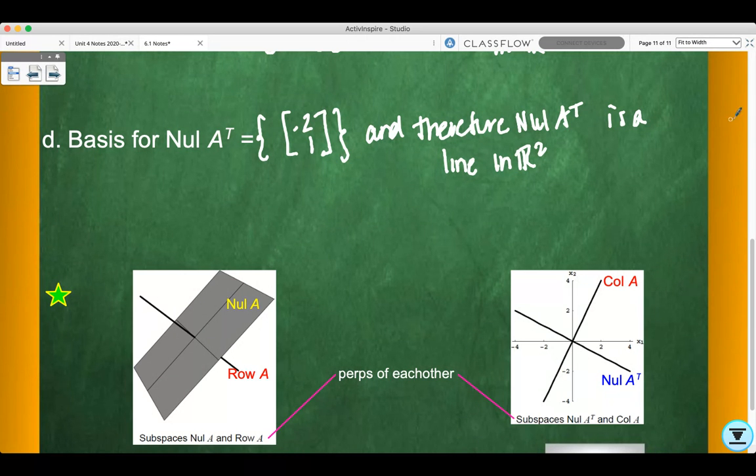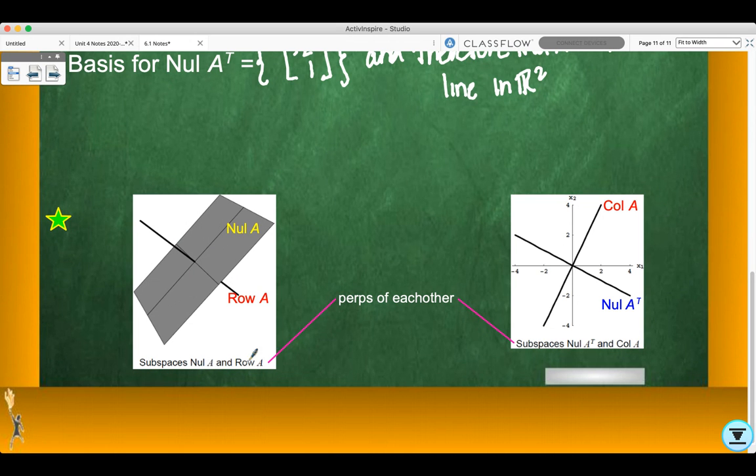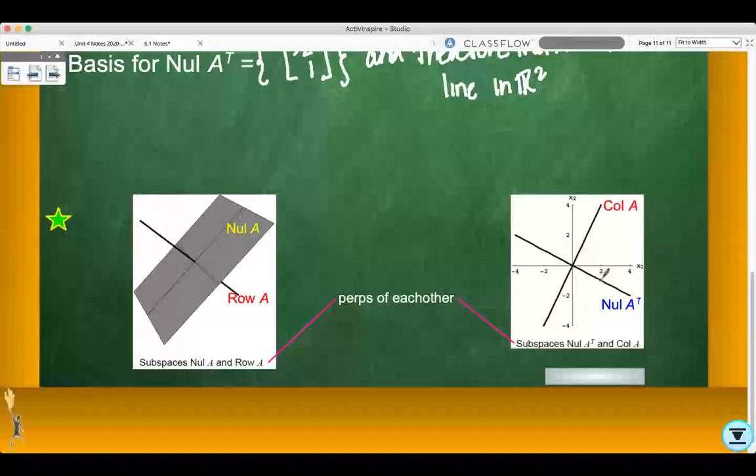So showing this, the subspaces Null A and Row A are perps of the subspaces Null A transpose and Col A. So they're perps of each other. And this would be your Row A and Null A. Here you would have Col A and Null A transpose.